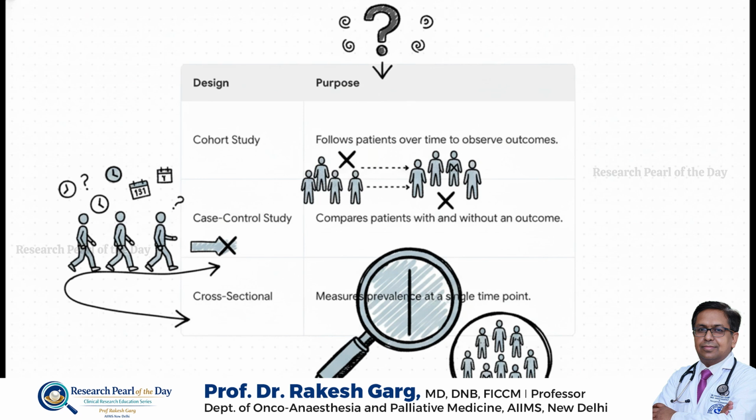If you're asking a what will happen question by following a group forward in time, you're looking at a cohort study. If you're starting with an outcome and looking backward to find a cause, that's a case control study. And if you just want a snapshot of what's happening at one single point in time, well, that's a cross-sectional study. The question itself tells you what to do.